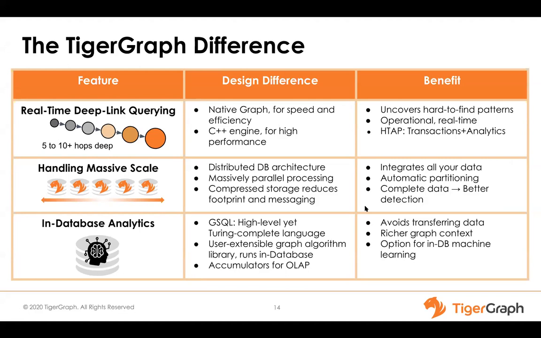One is the ability for us to do real-time deep link querying. This is very unique for us. For us, 5 to 10 hops, even more than 10 hops, is easy because of the way we have designed our product. It's an all brand new implementation from the ground up. Our focus from the get-go has been about speed and efficiency, and our database is written in C++, which allows us to have very high performance. And basically, the benefit for the user is that if you can go deep 5 or 10 plus hops, then you can uncover really hard to find problems.